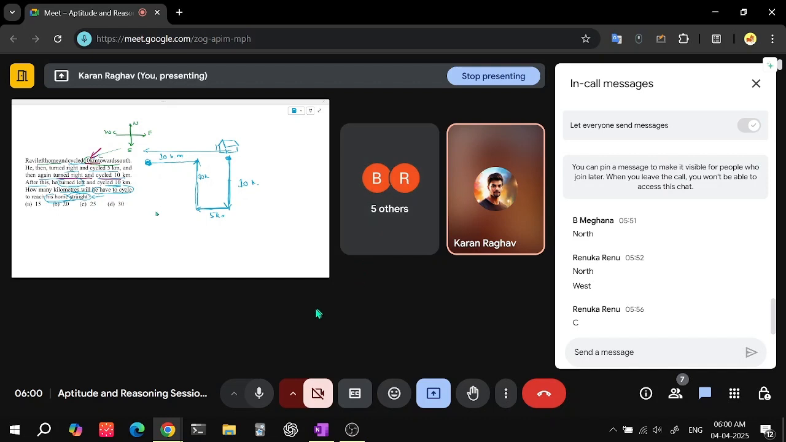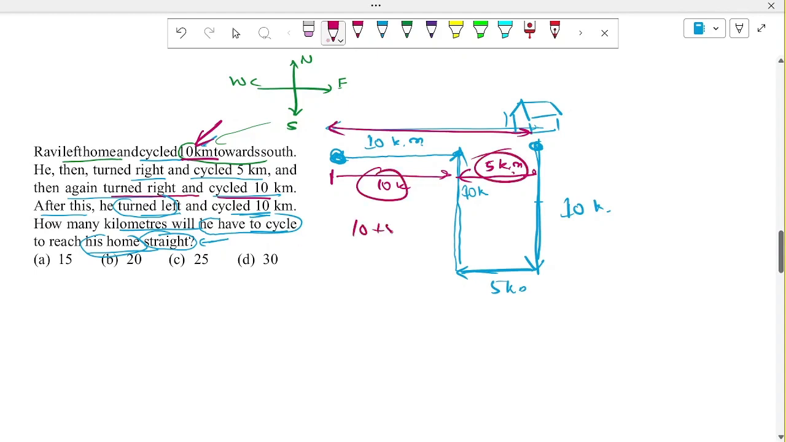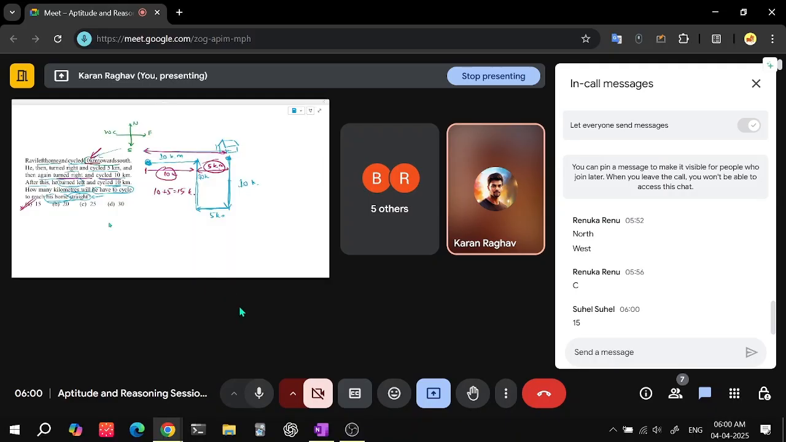What is the answer? I have almost solved it. This is 10 kilometers from here to here, right? And from here to here, how many kilometers? They have told you to travel straight. So it is 5 kilometers from here. So 10 plus 5 is equal to 15 kilometers. And the answer is A. Right. Okay, good. I hope this was clear.